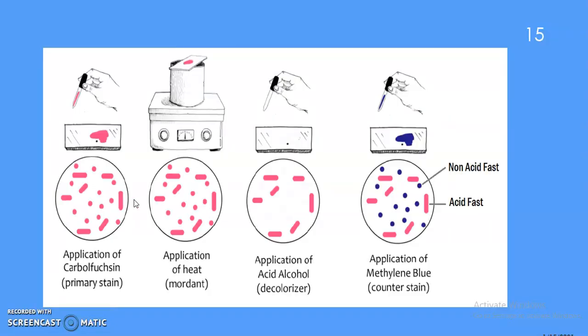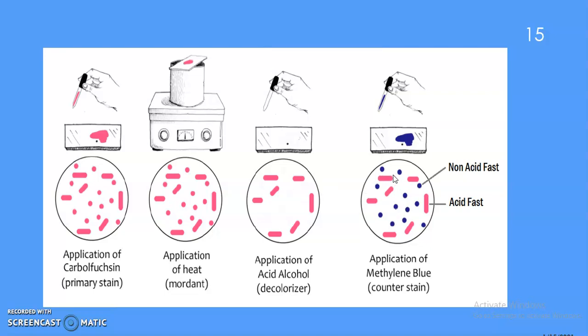And this is the diagrammatic representation here. In the first step, we are applying the carbol fuchsin. It is a primary stain. Then application of heat, where heat is acting as the mordant. That is, it is fixing the carbol fuchsin to the bacterial cell. Application of acid alcohol, it is a decolorizer. After that, we are applying the counter stain methylene blue.